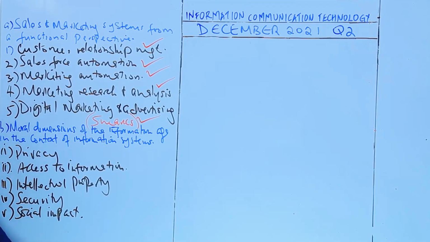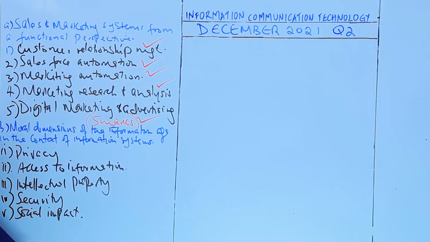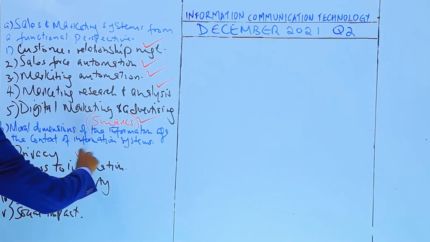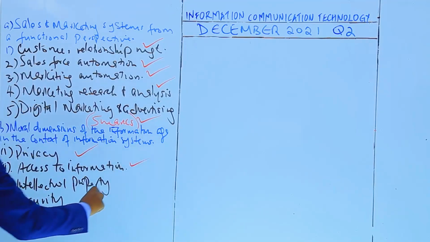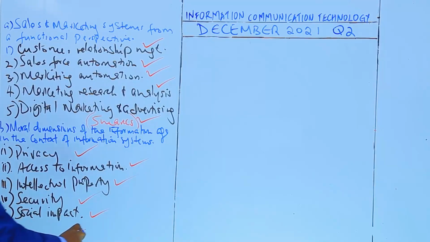And organizations need to consider the broader societal impacts of the information systems and ensure their practices align with ethical norms and social values. So, social impact is another moral dimension of the information age in the context of information systems. So these are 5 moral dimensions, 5 marks: privacy, access to information, intellectual property, cyber security, social impact, 5 marks.